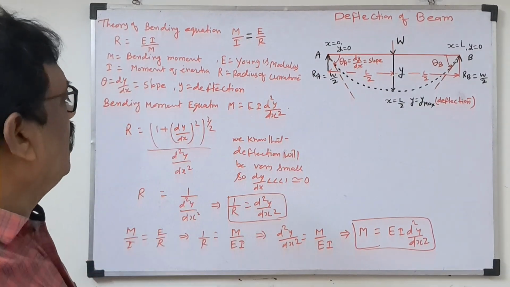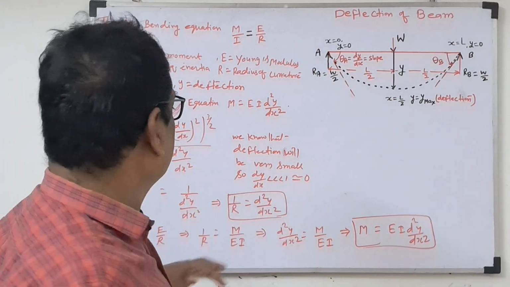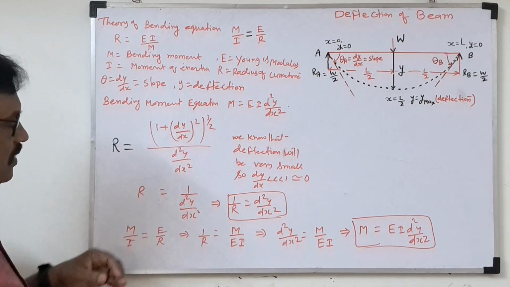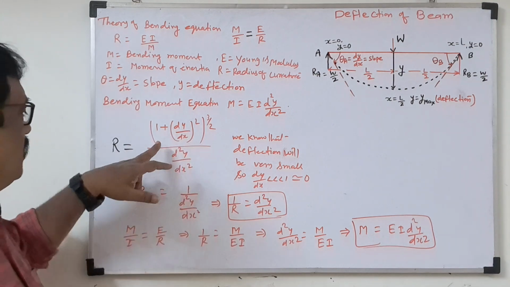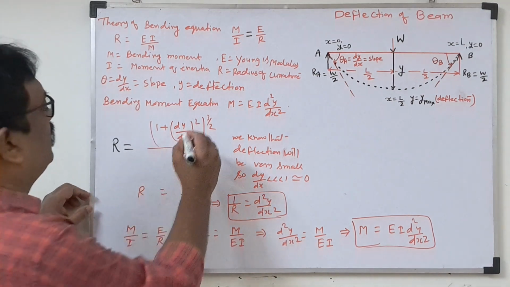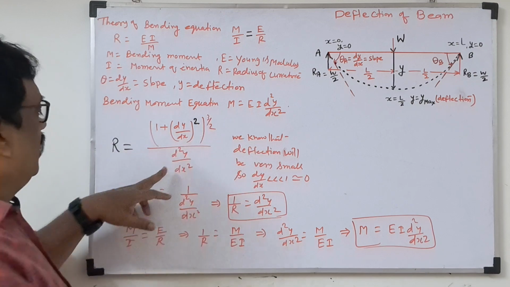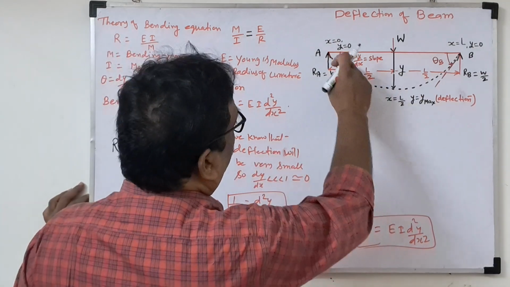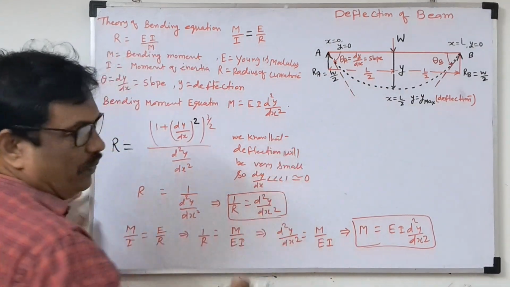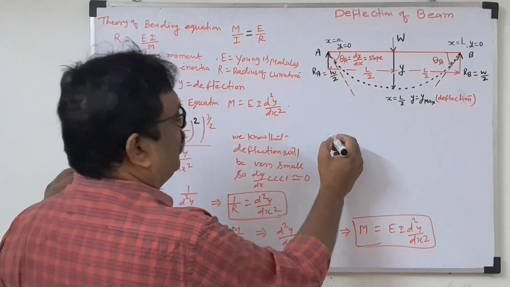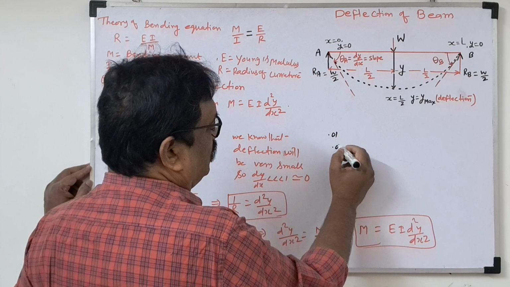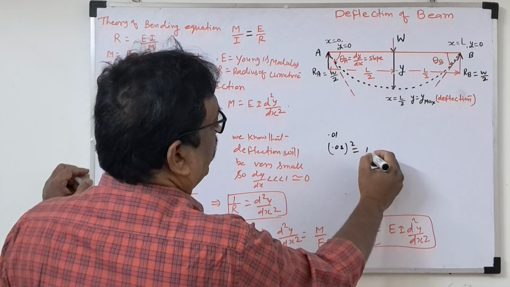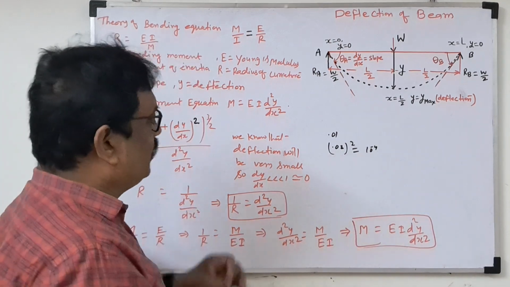How does this equation come? For this I will give a small derivation. We already know the radius of curvature from mathematics in +2. The equation is 1 plus (dy by dx) whole square, to the power 3 by 2, divided by d square y by dx square. Here deflections will be very small. If you apply a load on any beam, deflections will be very, very small, like 0.01 or 0.02. If you square 0.02, the value will be 10 power minus 4, a very small value.